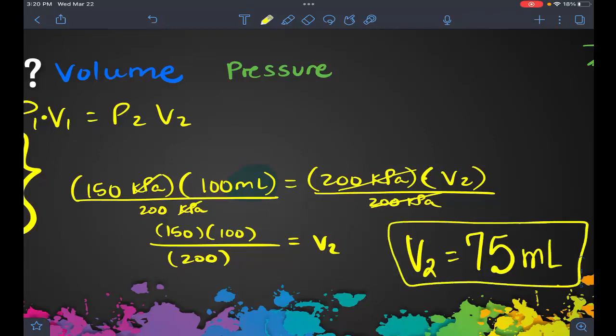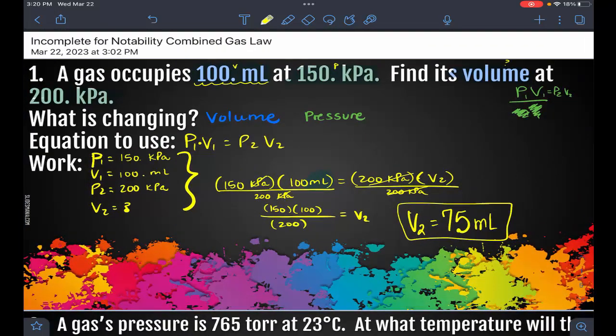All right, let's think through what happened here, y'all. What happened to the pressure? The pressure went from 150 to 200, so the pressure increased. What happened to the volume? The volume went from 100 to 75, so the volume decreased.